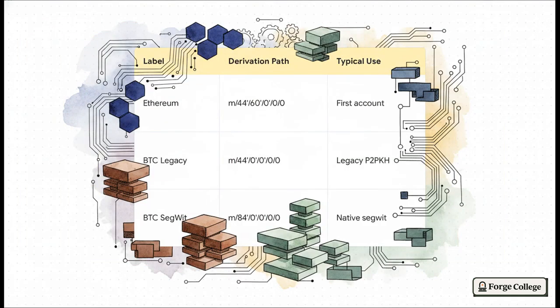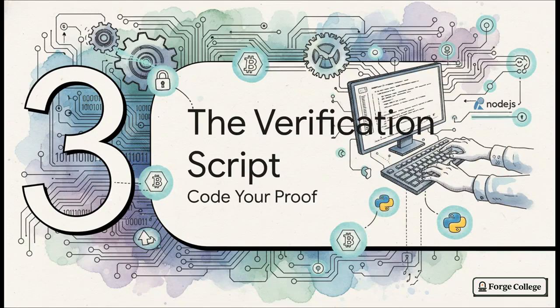Take a look at these specific paths. For Ethereum, you'll see the standard path starting with 44 and 60. But for modern Bitcoin SegWit, it starts with 84. An explicit path selection is absolutely crucial here because it prevents some really dangerous assumptions. If you just jump to a brand new wallet software, it might default to a completely different path entirely, and boom, you're left staring at a zero balance. No one wants that. Which brings us to Section 3, the verification script.